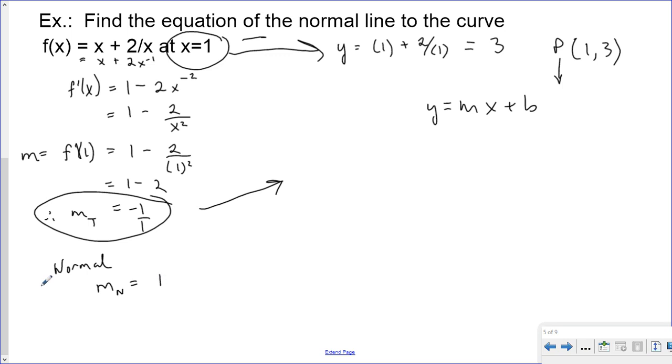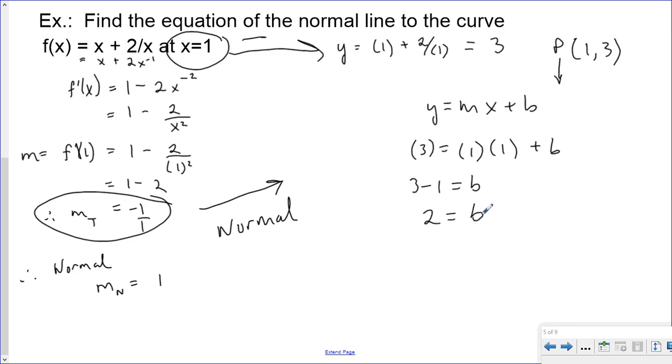I can simply do that process here. So now I've got y equals 3, my slope is my normal slope, and that's 1. My x value is 1, and I've got a plus b, so that'll be 3 minus 1 is b. b equals 2, and my equation of my normal will be y equals x plus 2.